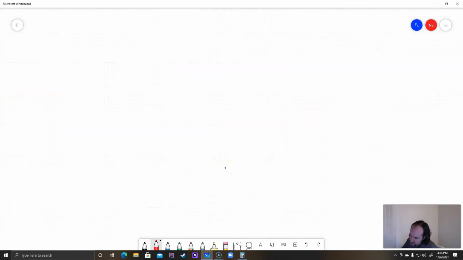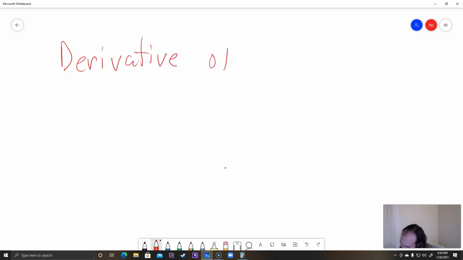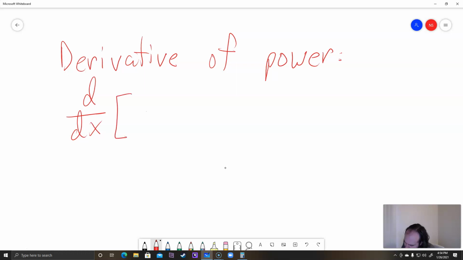Okay? So, the derivative of a power function, well, that's d dx of x to the a equals, well, that's just the rule where you bring the power up front and you decrease the power by 1. So that's going to give you a x to the a minus 1.